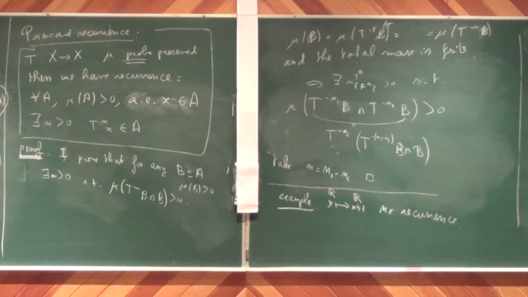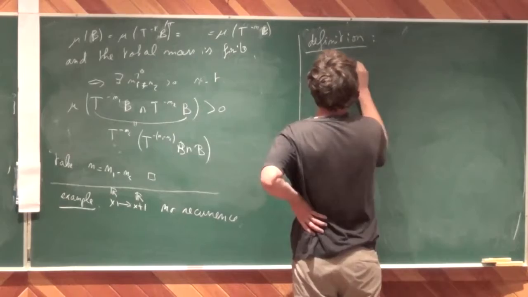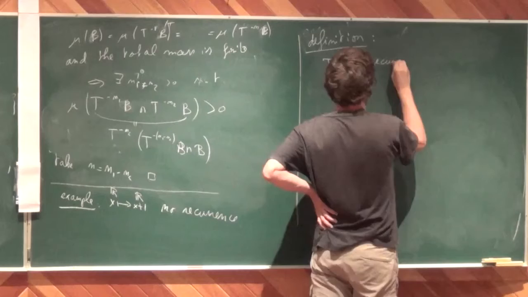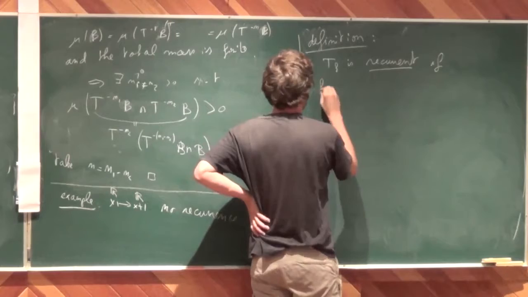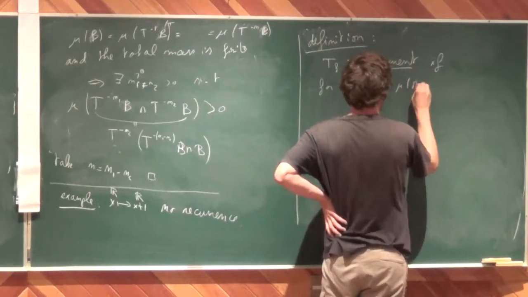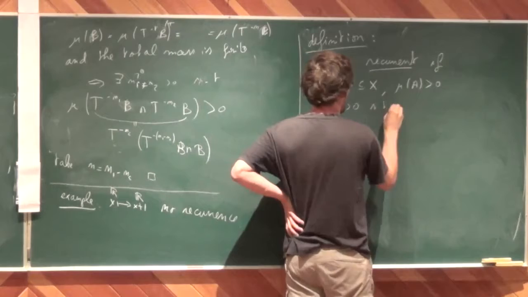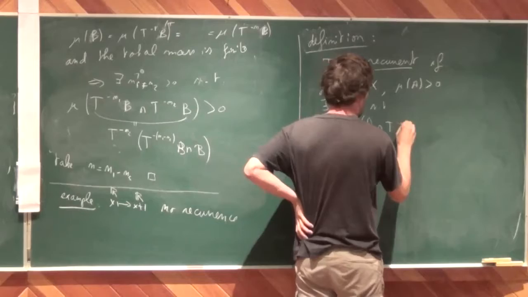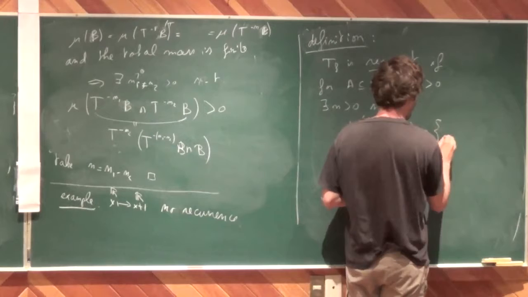So what precisely do we mean by recurrence? Precise definition. T_F, my skew product here, is recurrent if for A in the base with positive measure with respect to the measure in the base, there is n positive such that mu... so you look at the time for which you come back arbitrarily close, but also for which you come back arbitrarily close in the fiber. As my group is discrete, I want it to be the identity.